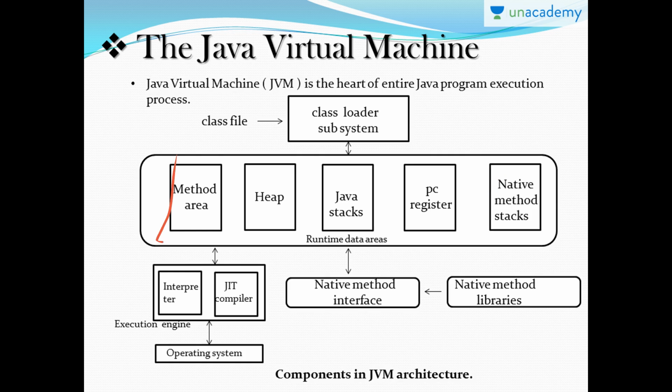Once all the memory allocations are done, the execution happens in the interpreter and the JIT compiler. JIT means just-in-time compiler, where compilation or execution happens as quickly as possible. Once that is done, the native method interface and all the libraries are included. We'll be discussing more on libraries, what they are, and why they play so much of a role. And this is the operating system. On any operating system you can execute your Java programs.